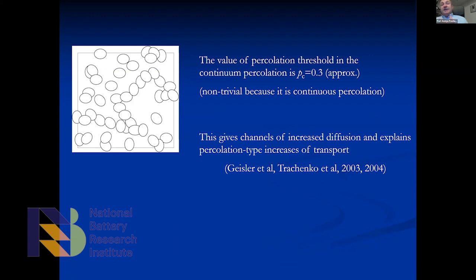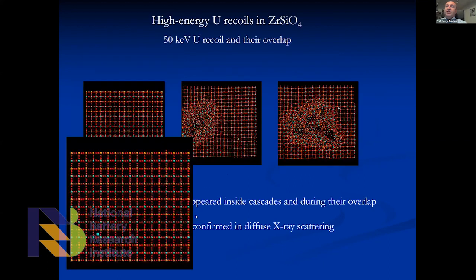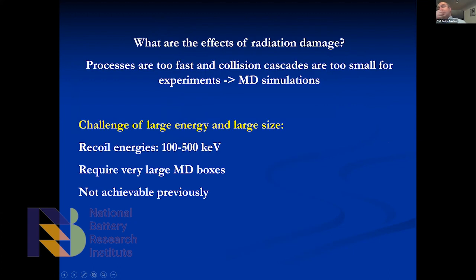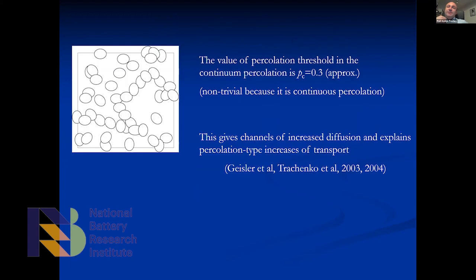And what's interesting is that you probably heard about percolation thresholds, and in continuous percolation, the percolation threshold is actually 30%, right? So it's very, very close to that graph that I showed before, where the diffusion increased just at the right 30% fraction of the amorphous material. So that was our model. This is how we understood that experimental result.